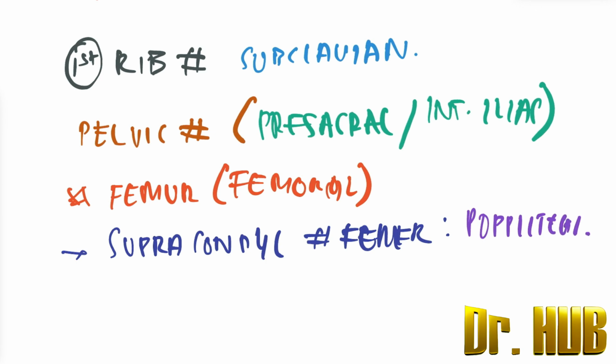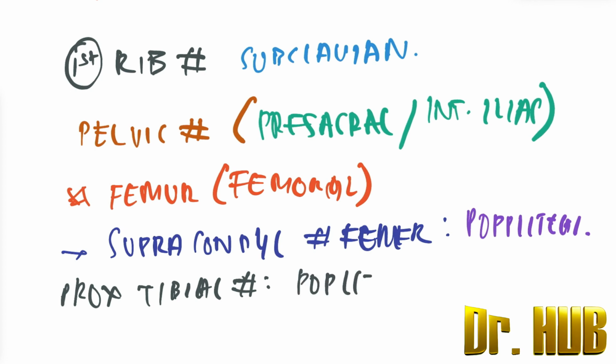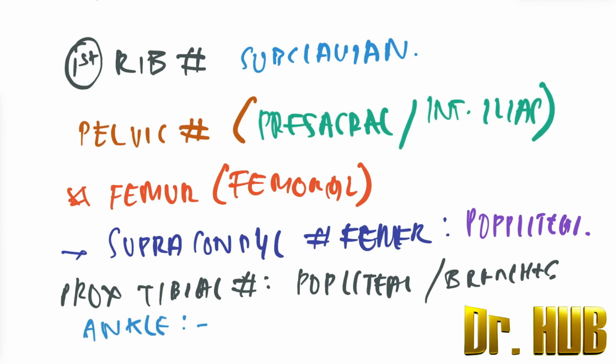Next we look at the proximal tibial fractures. This will involve the popliteal and its branches. Then comes the ankle injuries. In terms of the ankle injuries, it is the posterior tibial which is involved. So in the proximal tibial, it was the popliteal branch, and in the ankle injuries, it is the posterior tibial.